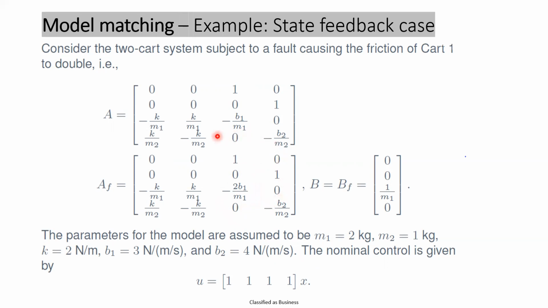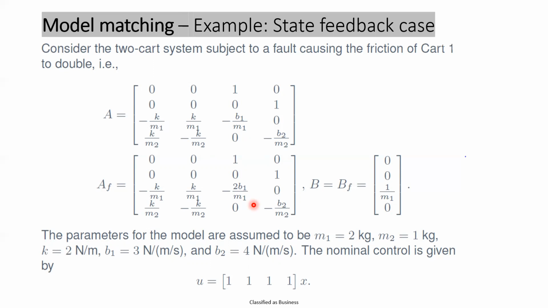So first, if you focus on the nominal system, this A and B, you have designed a controller in this form. So U is K multiply X and K is equal to this. Now a fault like this has happened. And the question is, how should we select KF, the state feedback for the faulty case?